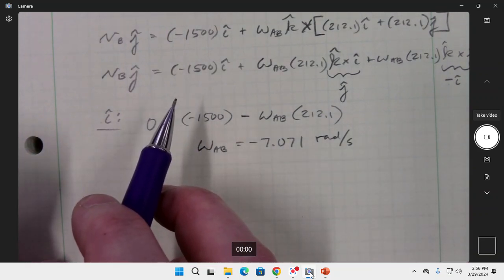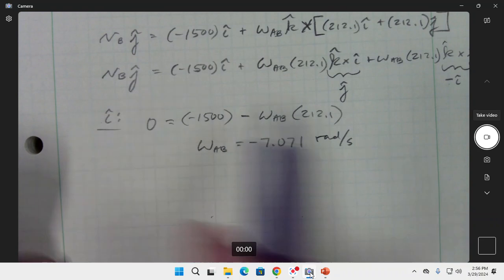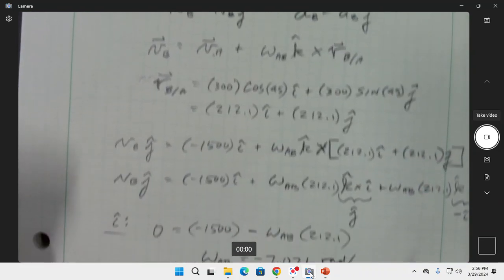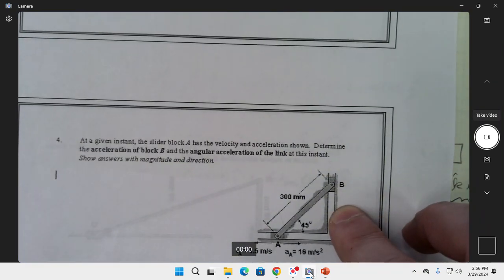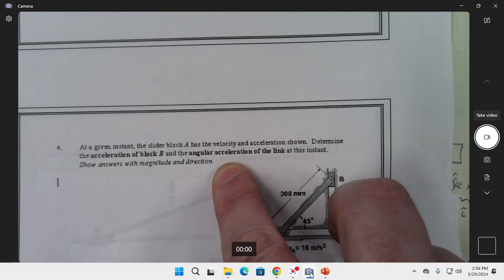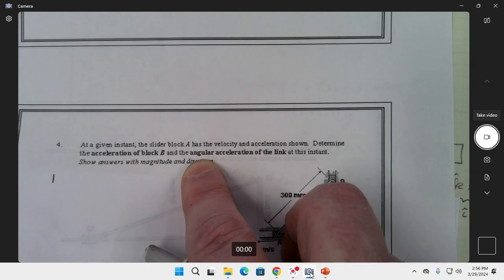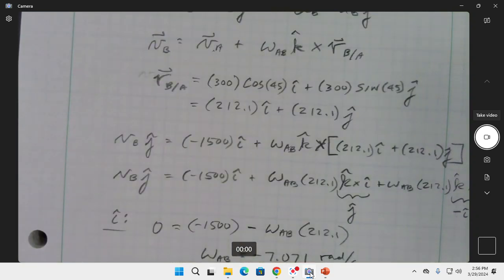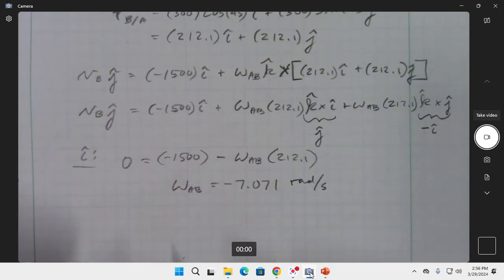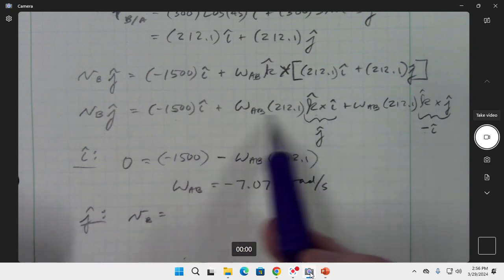Now we don't need the J direction, right? Because they didn't ask for VB. Or did they ask for the velocity of B? It was acceleration. Well, they just wanted the angular acceleration. Oh yeah, so we didn't need the velocity at B. We could find it easily from here though, so we might as well do it completely. VB was equal to nothing there. It's just going to be this right here.